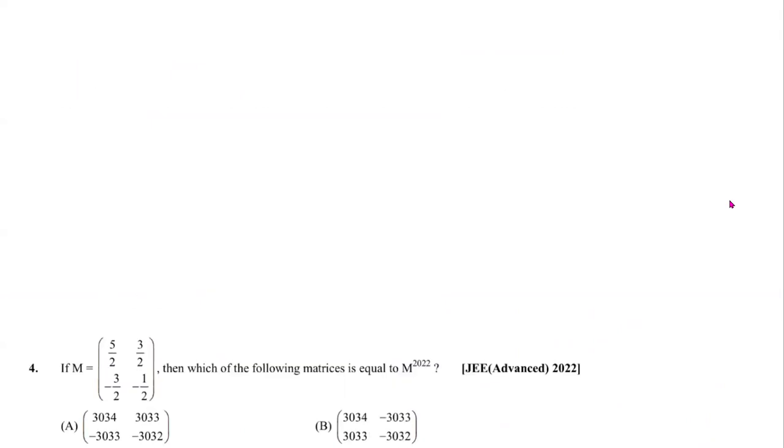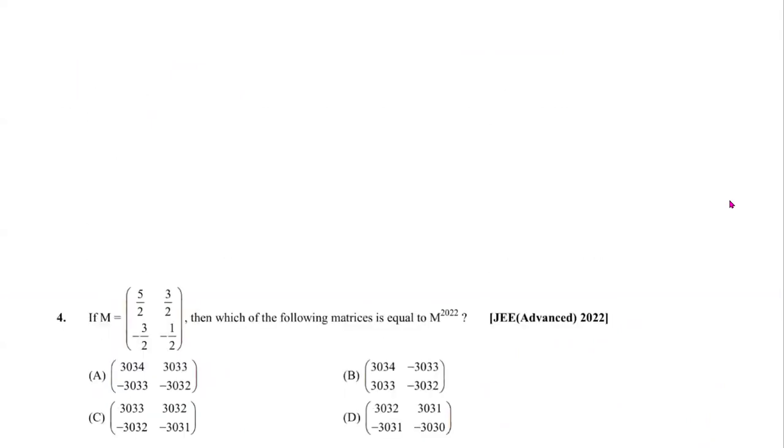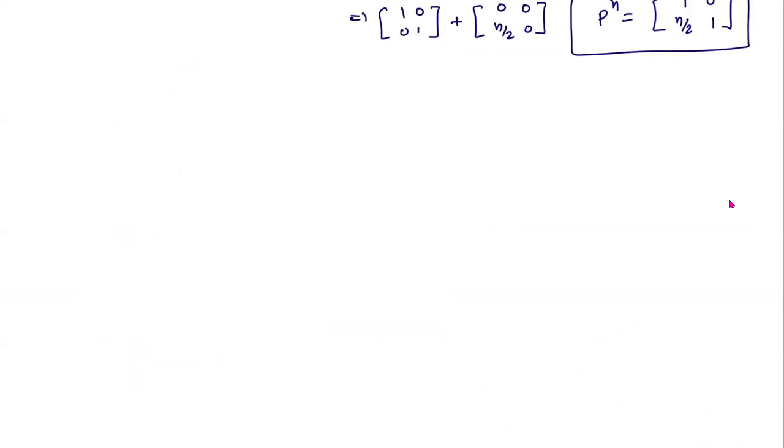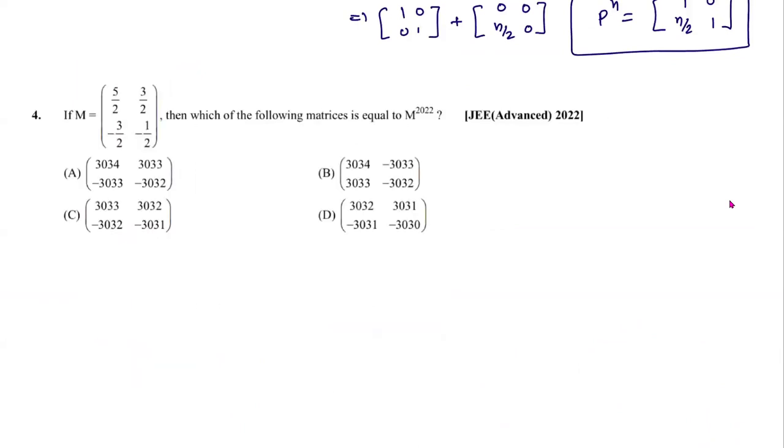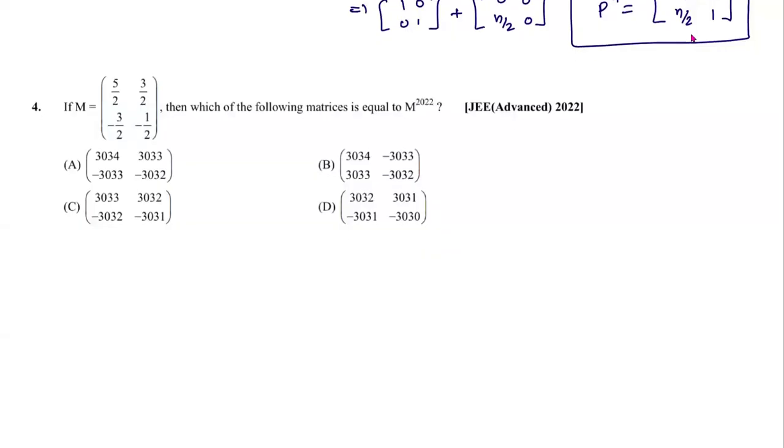Good. Now attempt this JEE Advanced question they asked in 2022 and tell me the answer. They have an M matrix and we need to find M power 2022. See the question first. What concept did I give you? That M you need to write as I plus B, remember? If you need to write B, then in the diagonal you need to subtract 1 only. So here I means 1, 0, 0, 1.